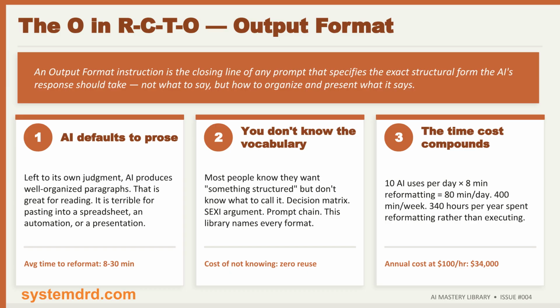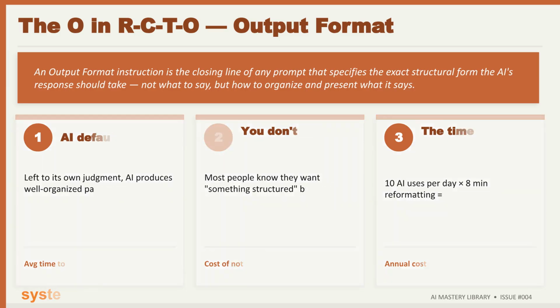Third, the time cost compounds invisibly. 10 AI uses per day, 8 minutes of reformatting per use. That is 80 minutes per day, 400 minutes per week, 340 hours per year, spent reformatting rather than executing. At any professional billing rate, that number becomes significant very quickly. The output format instruction is the fix for all 3.